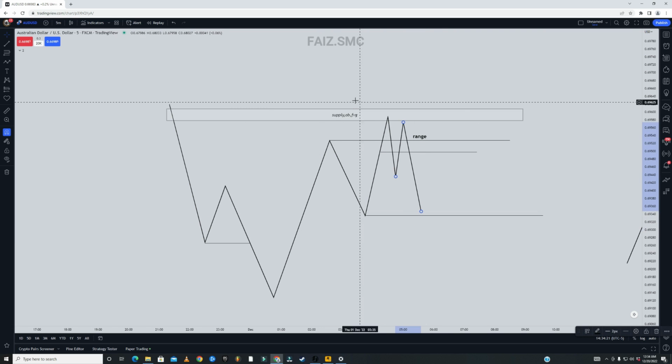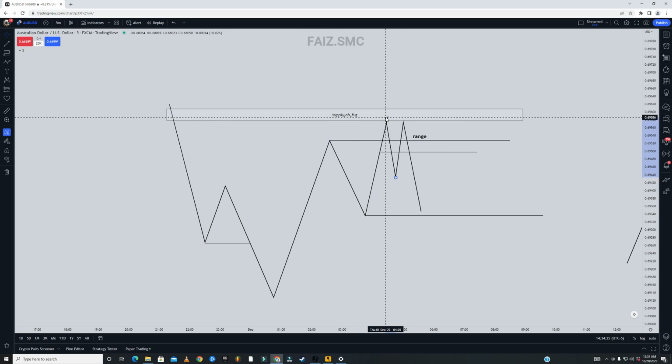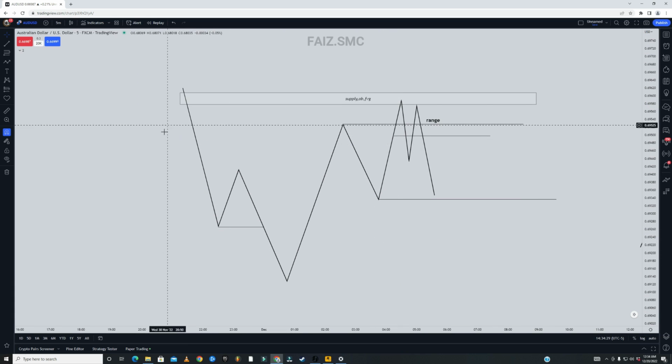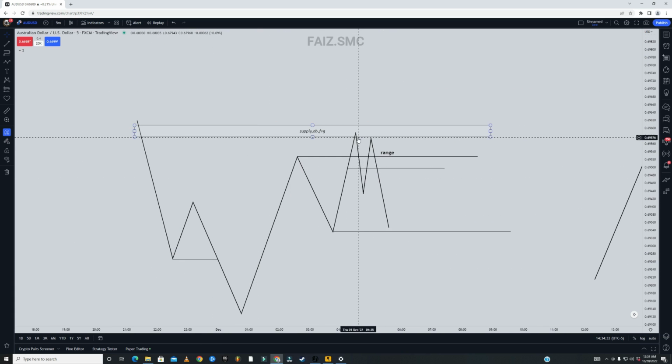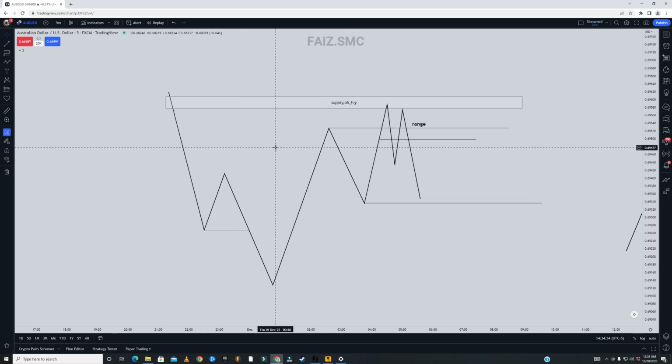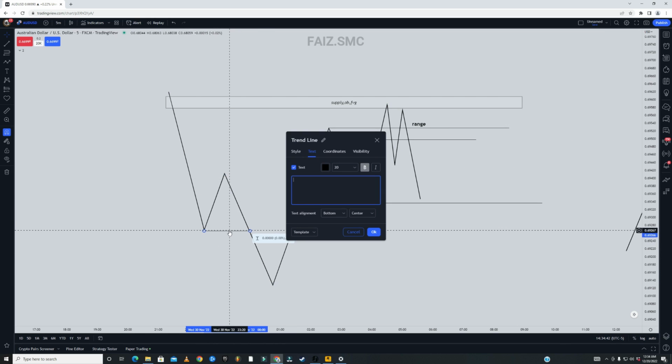Now we use supply, demand, OB, fair value gap because we are now trading ABC with the trend. So if you are a trend trader, it is definitely going to increase your win rate. Let's assume that we have a break of structure. So we have a lower low, lower high, lower low. So this is break of structure. Let me mark this out.